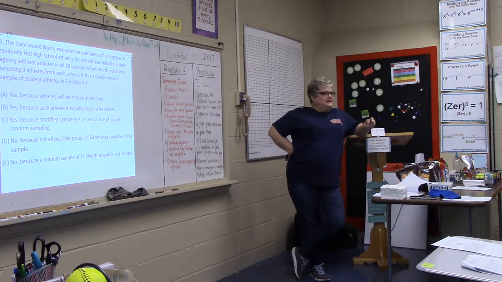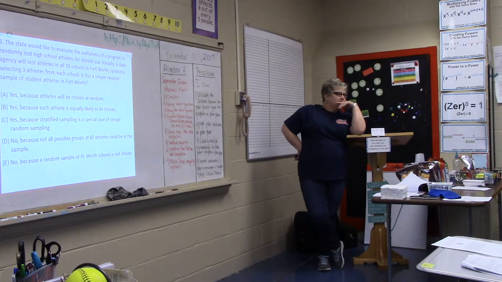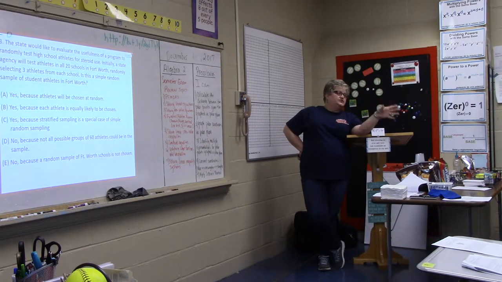I said C. Who said that? Okay, so why do you think it's C? Because they choose kids from each school and they choose the same amount. So it's a stratified sampling, and it's simple. I don't know, I just chose it. Stratified initially is not a simple random sample. You stratify and then you do a simple random sample once you stratify. So that kind of knocks C out of the ballpark there.